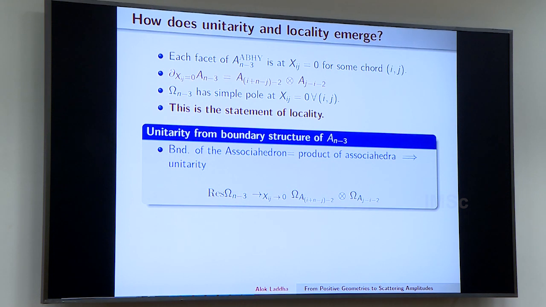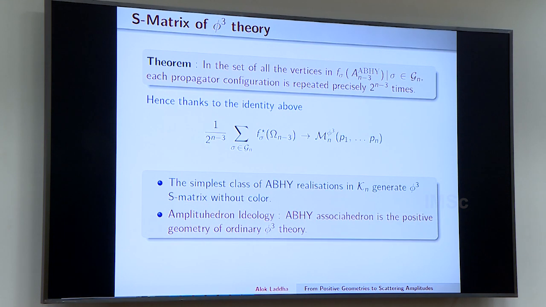Where is the phi cube coming in? It's just the result we obtained. If we just write this down, this is exactly the S matrix of phi cube theory. And it came because we looked at associahedra, which come from triangulations which are dual to cubic.